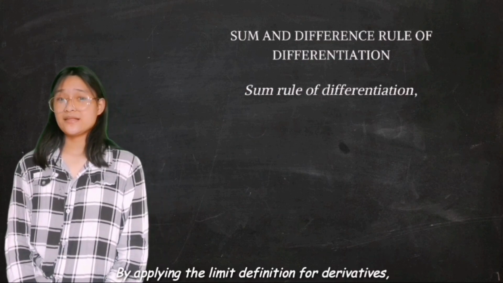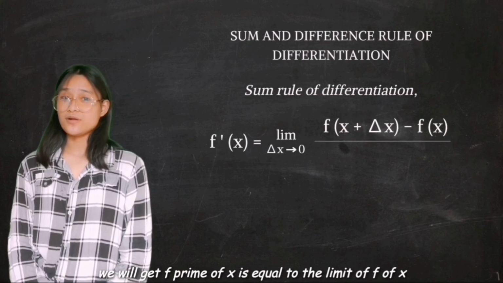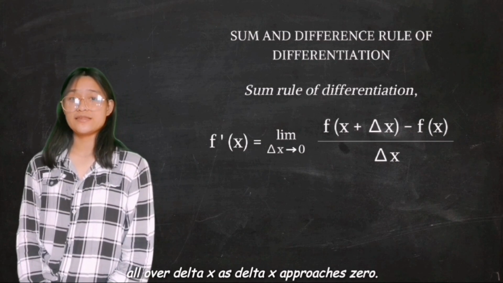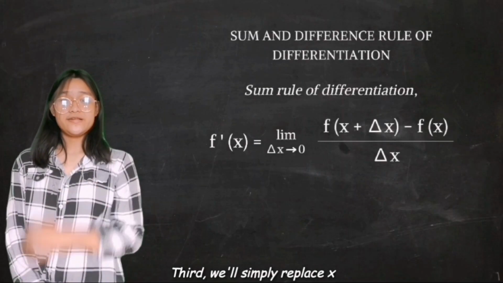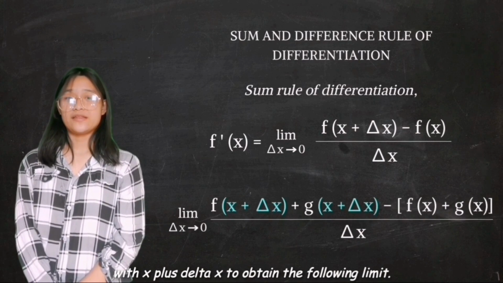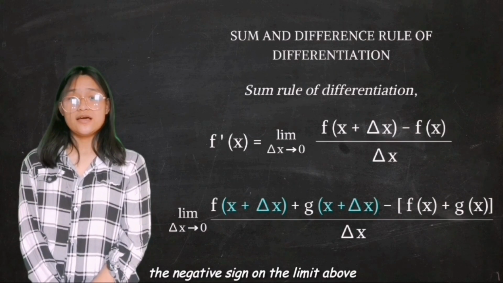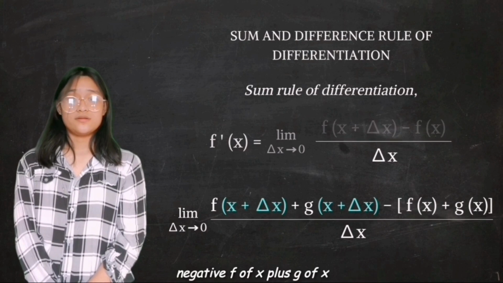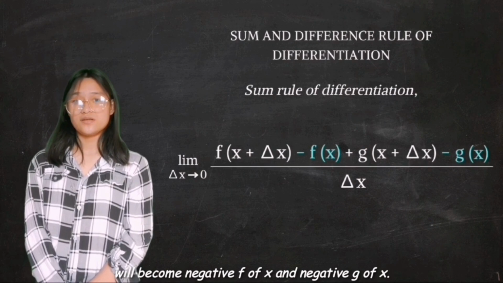Second, by applying the limit definition for derivatives, we will get f prime of x equals the limit of f of x plus delta x minus f of x all over delta x as delta x approaches 0. Third, we will simply replace x with x plus delta x to obtain the following limit. For the fourth step, the negative sign on the limit above will be applied on both terms, and so negative f of x plus g of x will become negative f of x and negative g of x.